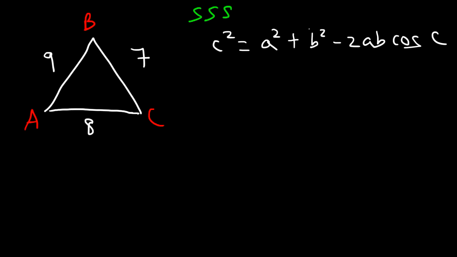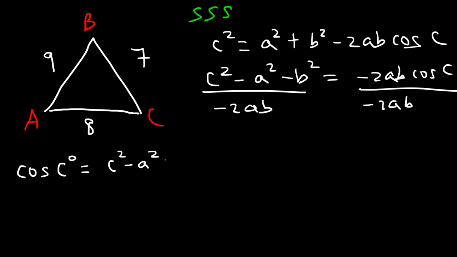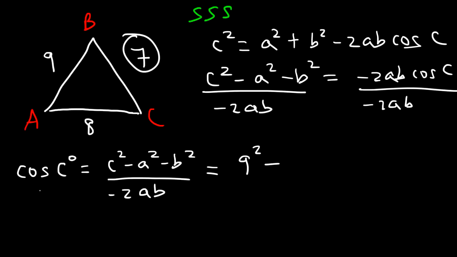First, let's subtract both sides by A squared and B squared. If we move it to the left side, we're going to have C squared minus A squared minus B squared is equal to negative 2AB cosine of C. Now let's divide both sides by negative 2AB. So this is the formula we're going to use. Cosine of angle C is equal to C squared minus A squared minus B squared divided by negative 2AB. C is 9, A is 7, and B is 8.